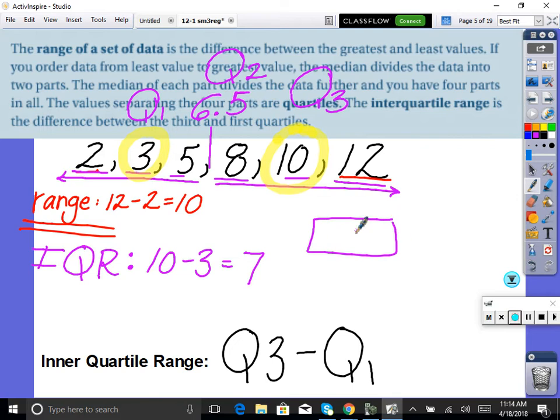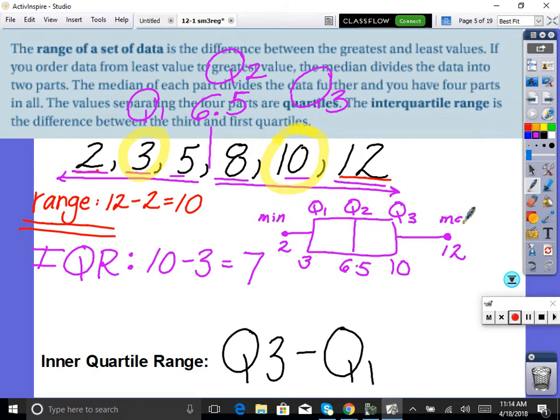So we would draw our box, we would draw our line. What is the middle line? Our overall median, which is 6.5. So you'll just label it. That's Q2. Q1 goes here. What's Q1? 3. This is Q3, which is 10. And then our max, our whisker stretches to 12, and our min stretches to 2.